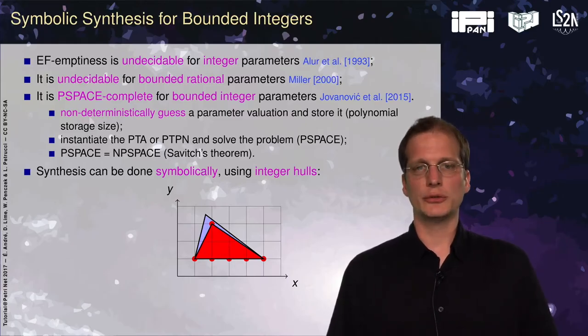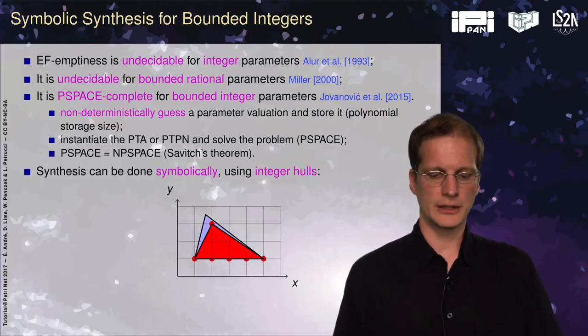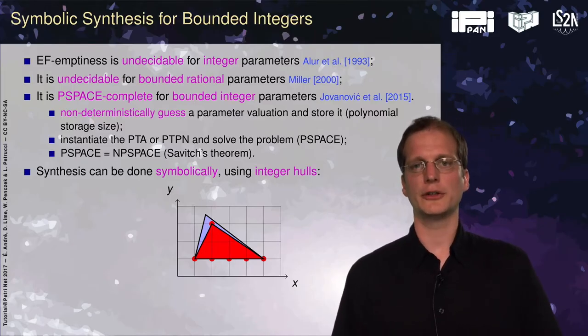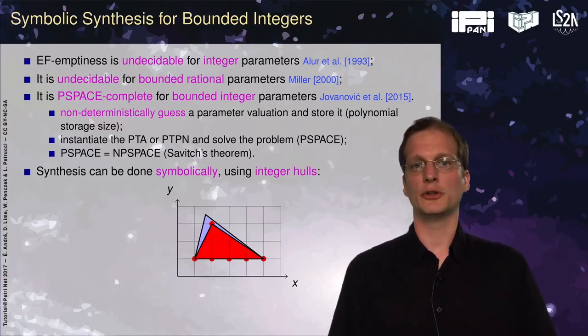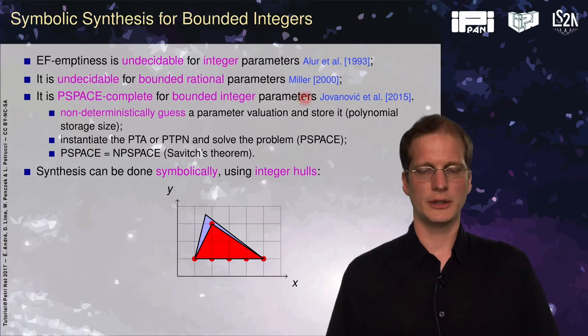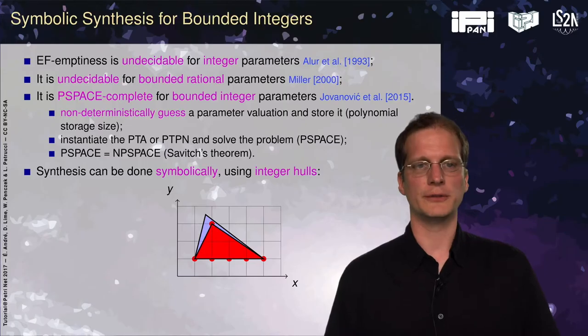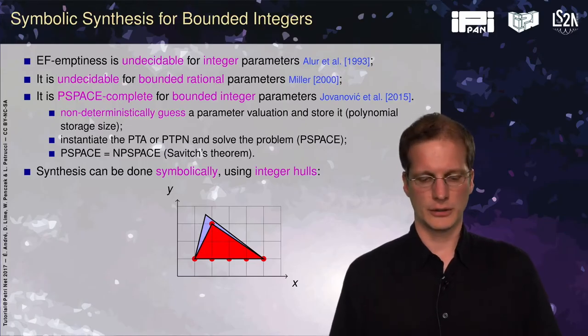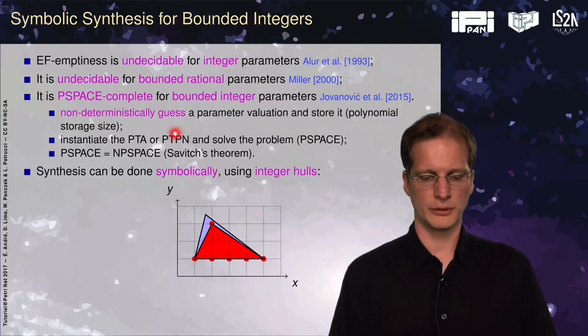So what we can do is combine both restrictions and say, let's say we have bounded integer parameters. So now everything is trivial because there are only a finite number of them, given a bound of integer parameters. And we can actually prove that now the problem becomes PSPACE-complete because we just non-deterministically guess a parameter valuation among a finite number of them. Then we can instantiate the parametric time Petri net and solve the problem.